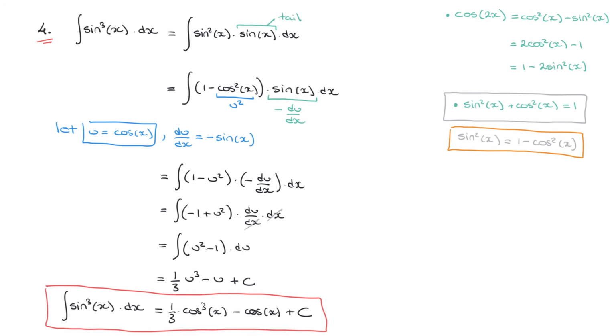That's it for this first video on integrating powers of sine and cosine. And hopefully you can appreciate the distinction that needs to be made between integrating even powers of sine and cosine, for which we made use of our cosine of 2x identity, and integrating odd powers of sine and cosine, for which we made a tail, used the Pythagorean identity, followed by u substitution.